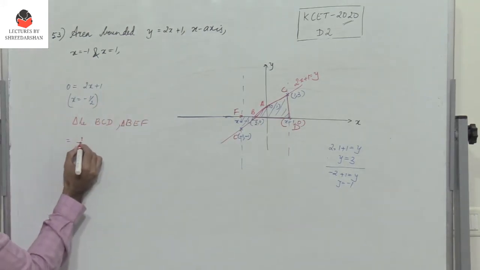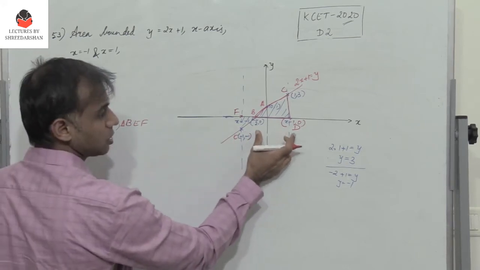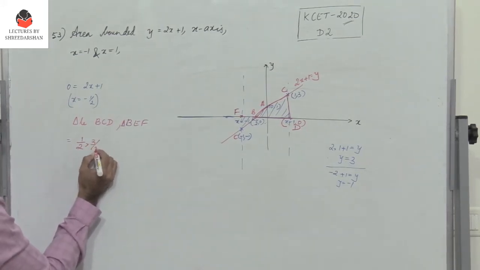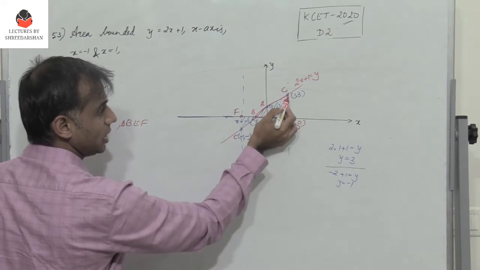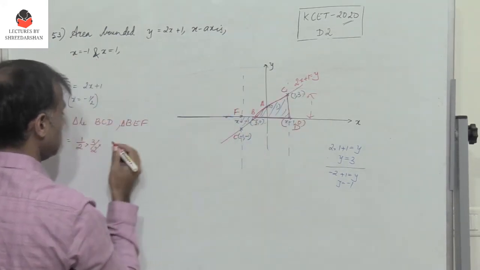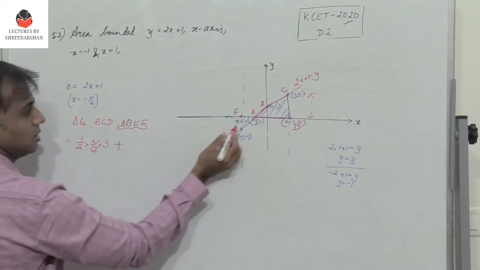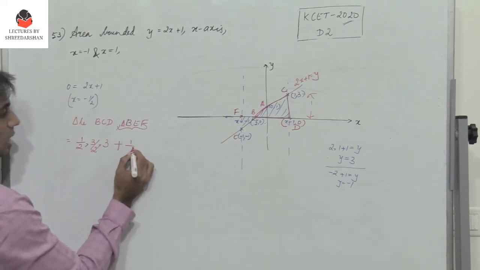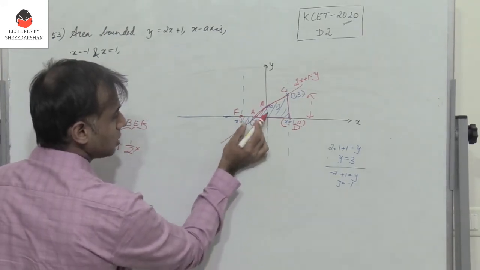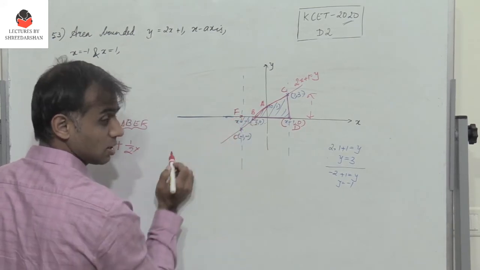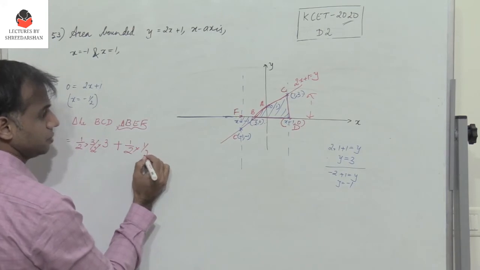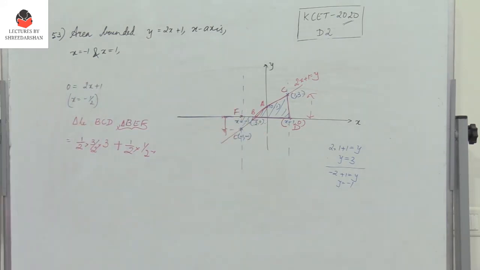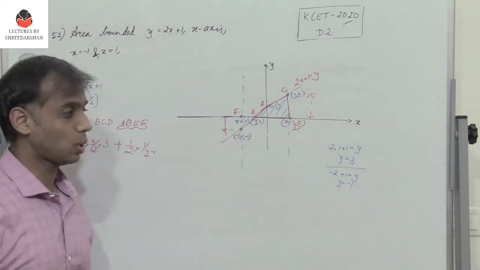So what is the area? The area is half into, I need to find the base. What is the base? 1 plus half, which is 1.5 or 3 by 2, into height. What is the height? The height is y distance, which is 3, plus I also need to find this area, right? Triangle BEF, which is half into, what is the base? Here x is minus 1, here x is minus half. So this distance is half, and this is the height, which corresponds to 1. Though the y coordinate is minus 1, the distance is 1.